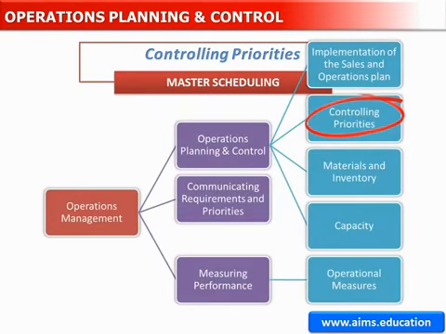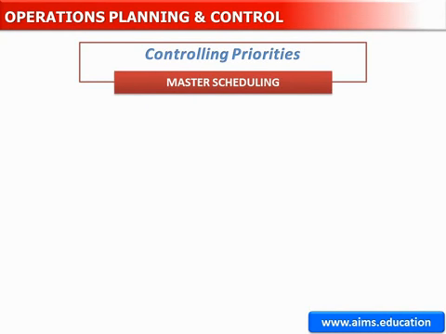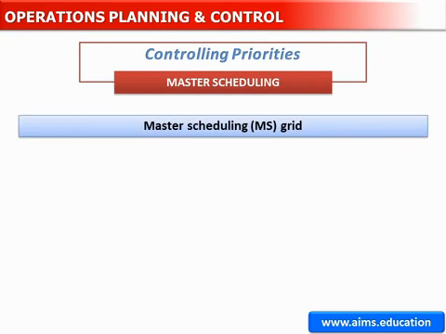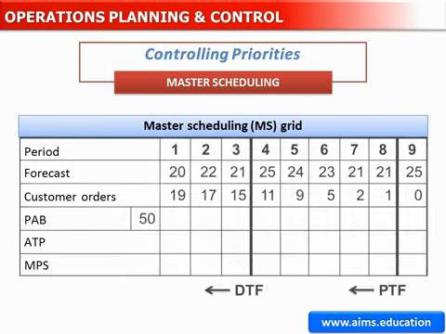After the collaborative process of sales and operations planning, master scheduling creates a master production schedule that will commit the firm to produce specific products on particular dates. A schedule format includes time periods with dates, the forecast, customer orders, projected available balance, available to promise, and the master production schedule. The master scheduling grid, as illustrated in this exhibit, calculates a projected available balance and available to promise amounts for demand prioritization purposes, and it also calculates the master production schedule for operations purposes.